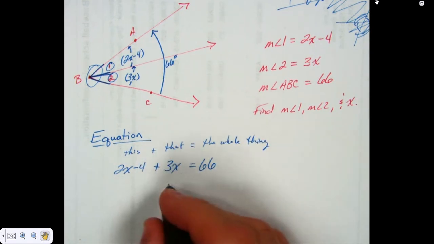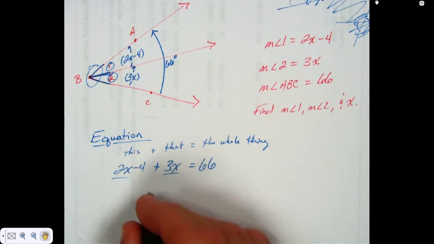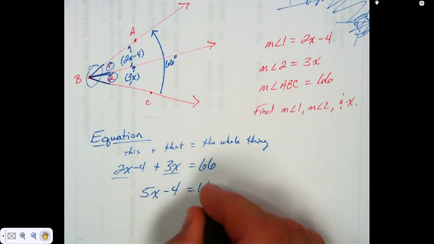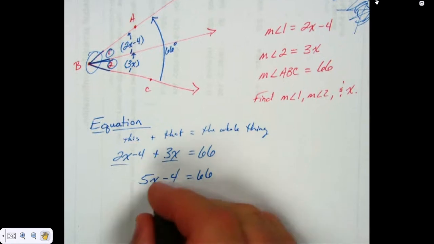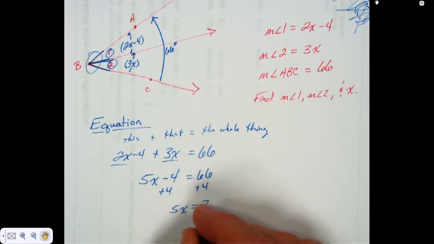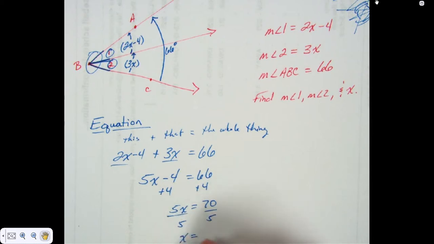Well, how would I finish this problem? 3x plus 2x would be 5x minus 4 is equal to 66. What would be my next step? I would add 4 to both sides. I'm left with 5x is equal to 70. Divide both sides by 5. x is equal to 14, right?